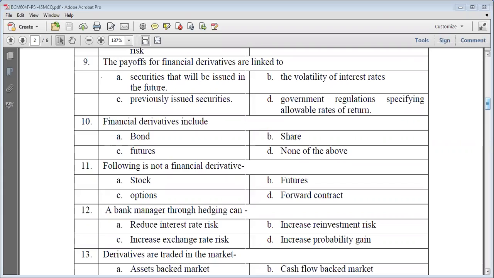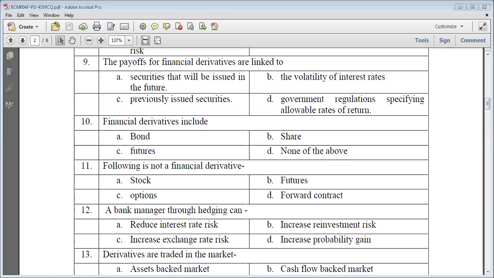In the previous case, problem number 10, it was about financial derivatives, and here it is which of the following is not a financial derivative. So question 10 was indicating the underlying asset of the financial derivative. Question 11 is indicating the type of financial derivative. Future is a type of financial derivative, forward contract is a type of financial derivative, option is also a type of financial derivative, but stock is an underlying asset. So a financial derivative is not stock, it is an underlying asset. So the correct answer is A for 11.